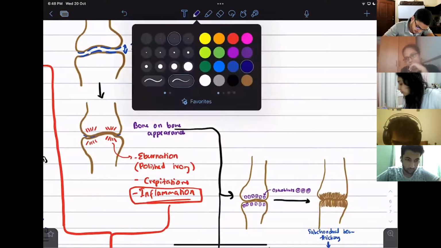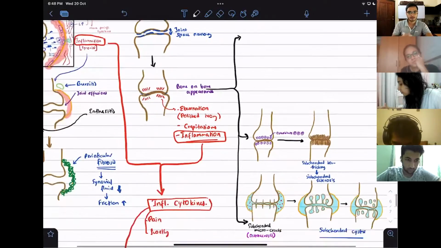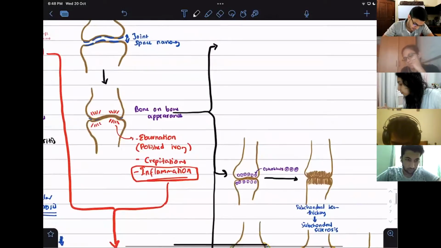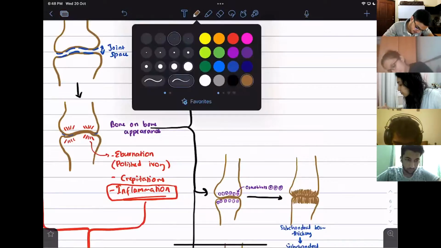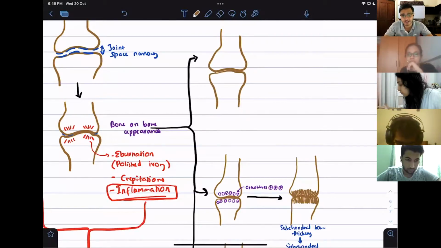Look at this, guys. We'll take another arrow here upwards. Now there is literally no cartilage. There can be a very little bit, but almost negligible amounts of cartilage in this joint. Bone on bone. Now, what should the body try to do? To try and produce new cartilage, correct?